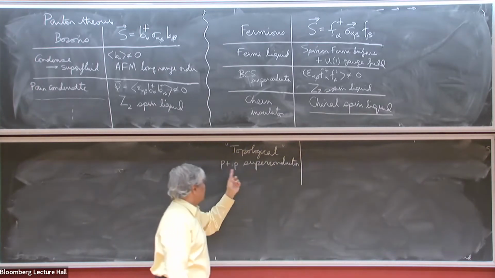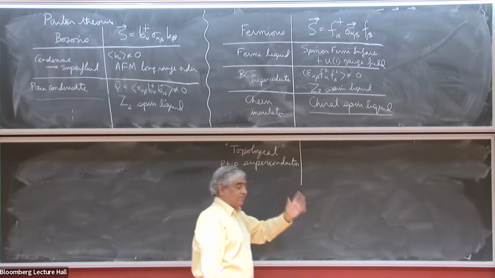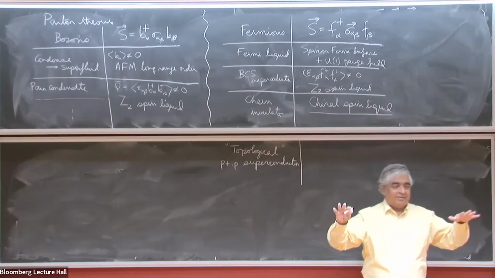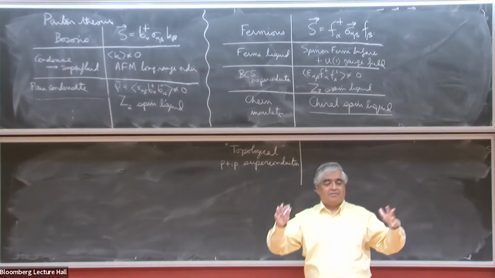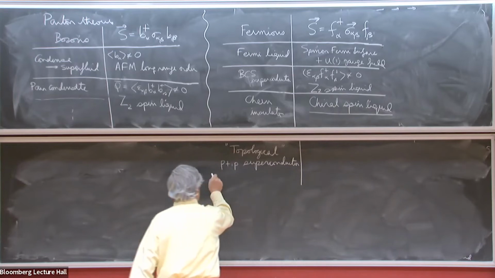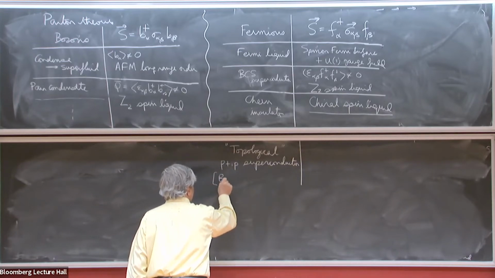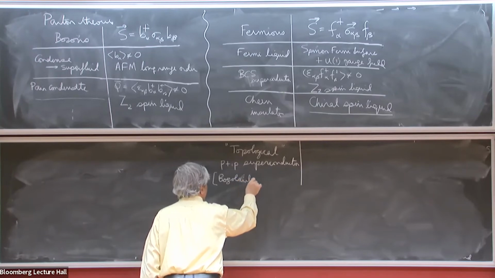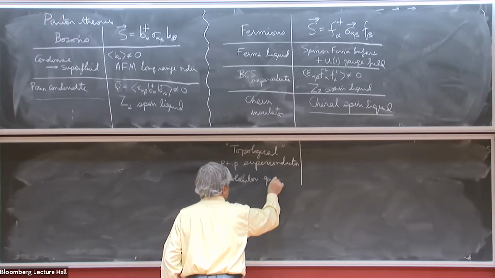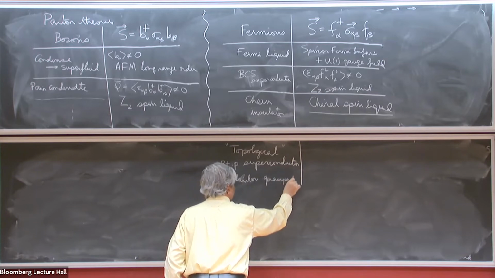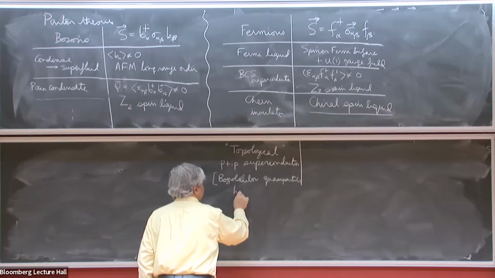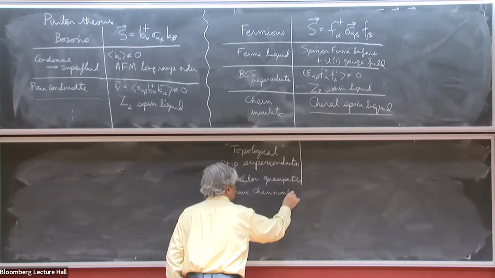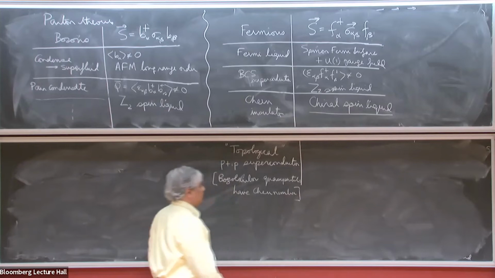So it's a P plus IP superconductor. And the feature of the P plus IP superconductor is that its Bogoliubov quasiparticles have a Chern number. So what I mean by this more precisely is the Bogoliubov quasiparticles have the Chern number. The dispersion has a Chern number.